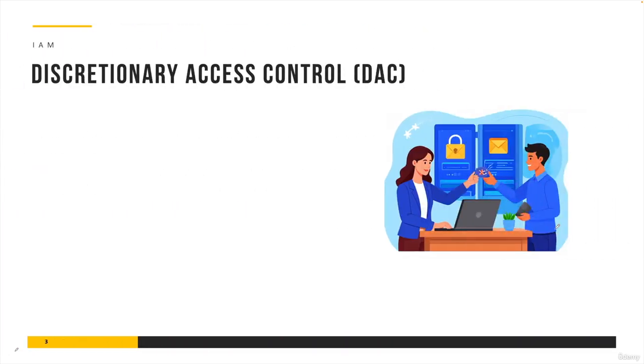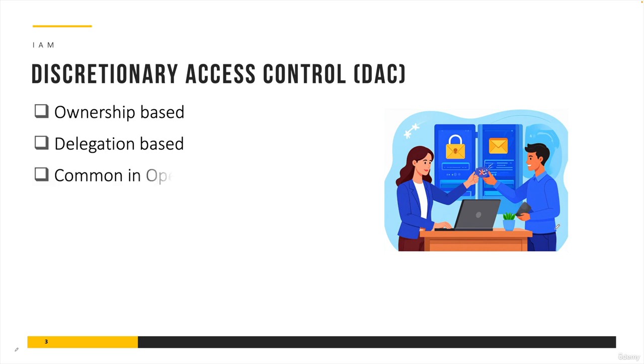Now, with the discretionary access model, there are two key things that you need to understand. The first is that it is ownership based. So obviously the owner gets to decide who gets access and how they can get access to a resource. But it also involves delegation. So the owner can delegate access. For example, if you have a file and you are the owner, you can also delegate the same access to another person. A very simple example of discretionary access control is operating systems.